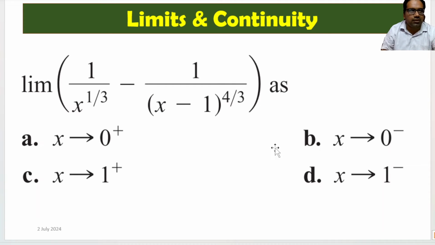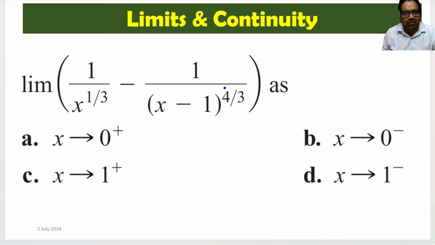Here we are given this function: limit of 1 by x power 1 by 3 minus 1 by (x minus 1) whole power 4 by 3. We have to find what happens to this limit when x tends to 0 plus, 0 minus, 1 plus, 1 minus. Now, if you carefully see here, x minus 1 is raised to 4 by 3.